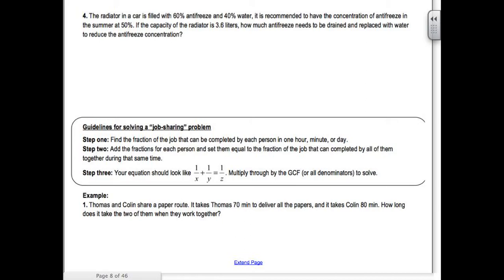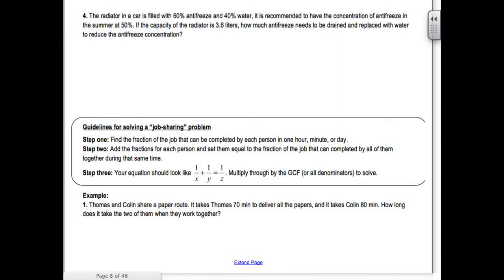Okay, here's a good one. All right, it says the radiator in a car is filled with 60% antifreeze and 40% water. It is recommended to have the concentration of antifreeze in the summer at 50%. If the capacity of the radiator is 3.6 liters, how much antifreeze needs to be drained and replaced with water to reduce the antifreeze concentration? So it's at 60%. We want to dilute it to 50%.